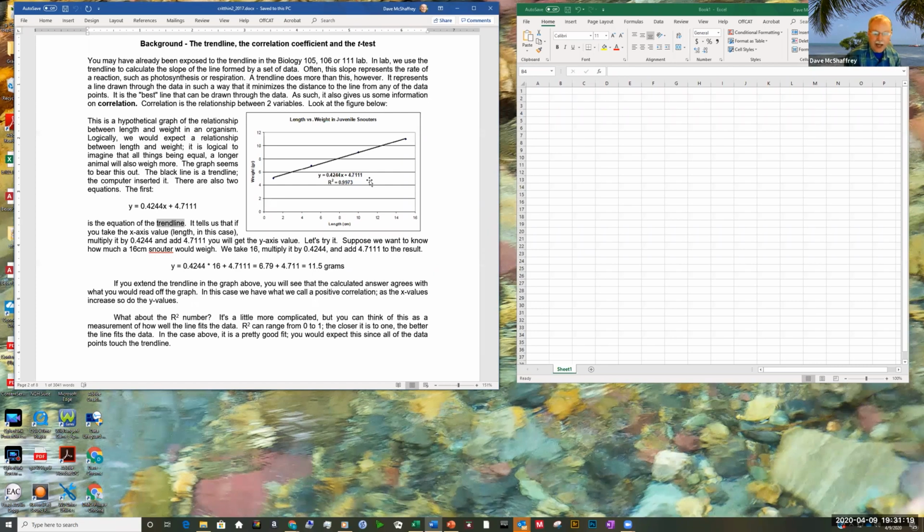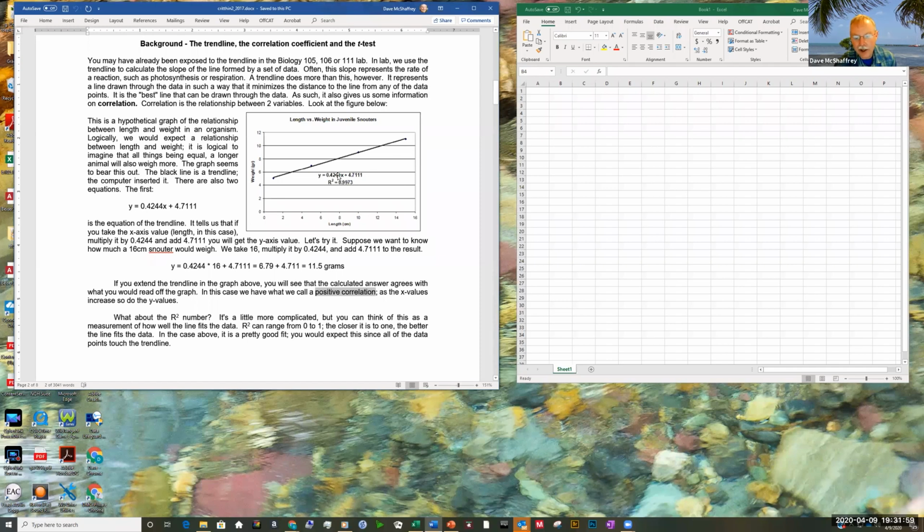Okay? You can see that by looking at it, but this gives us a number as to how close they are. Now, this particular relationship is what we call a positive correlation. As the X values increase, the Y values increase as well. But that's not the only possibility. And because we have this equation up here, we can use it to extend this line in different directions. For instance, if we wanted to know if a snouter weighed 16 centimeters, we could extend this line by eye and say, yeah, it's going to be about right up there, which is getting up to about 11.5 grams.